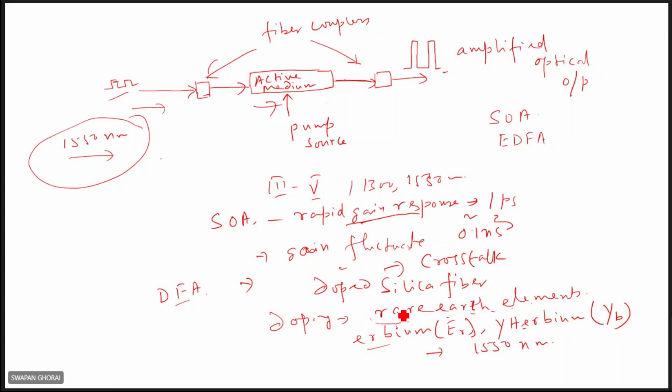So gain can fluctuate in the SOA, but this can be overcome in the doped fiber amplifier. Doping can be rare earth elements like erbium, ytterbium, praseodymium, neodymium, etc. Out of these, generally erbium and ytterbium are used, particularly the erbium doped fiber amplifier, EDFA, used at 1550 nanometers. Sometimes ytterbium is used to enhance the performance. EDFA is the most widely used rare earth element amplifier for optical amplifiers.